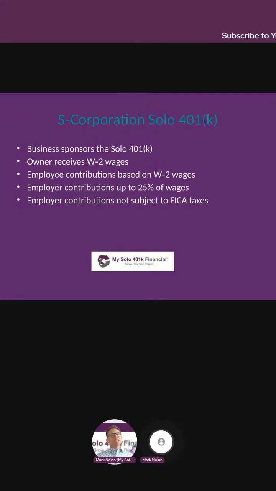And you could also make a catch-up contribution of $8,000 if you're age 50 or older for 2026. But instead of paying yourself $24,500, you would now have to pay yourself $32,500 if you're going to make the $8,000 catch-up contribution. So bottom line is that employee contributions are a dollar for dollar calculation based on your W-2 box 1 gross wages.